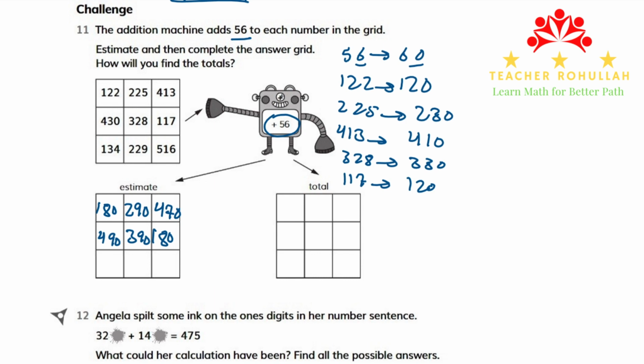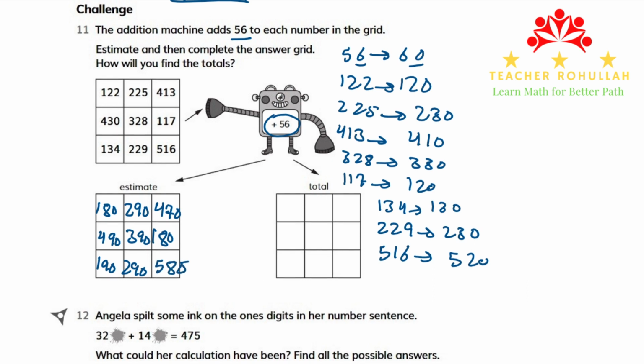In the third row, we have 134. Let me write it here. 134 rounds to 130. And 130 plus 60 is 190. 229 rounds to 230. And 230 plus 60 is 290. 516 rounds to 520. 520 plus 60 is 580. We are done with estimation.